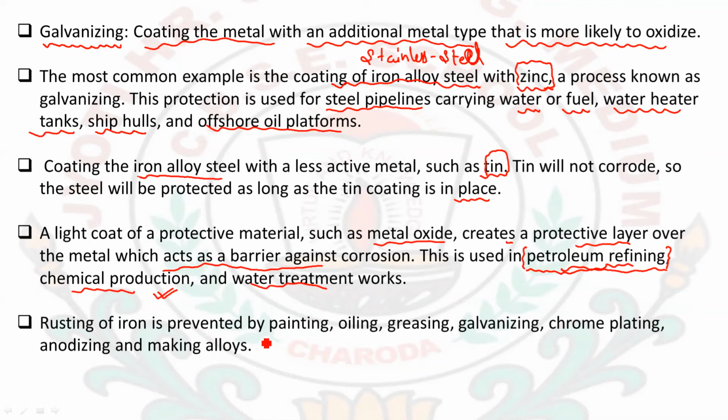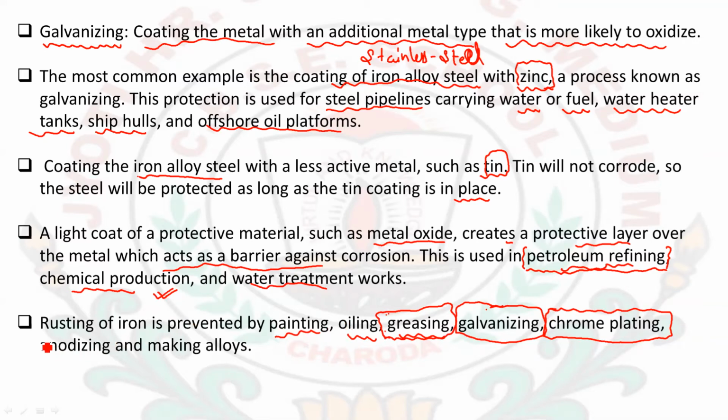Rusting of iron can be prevented by painting, oiling, and greasing. Generally we do greasing on our doors, windows, and joints in order to prevent rusting. Galvanizing is also one process. I have told you before also, iron pipes are galvanized in order to be used for water pipelines. Chrome plating is also done. Chrome plating is generally used in vehicles and all these things.